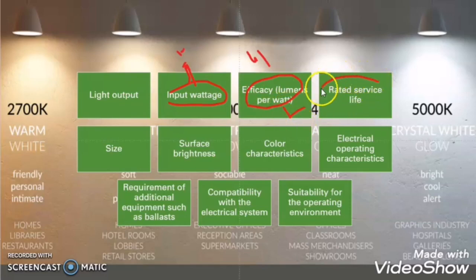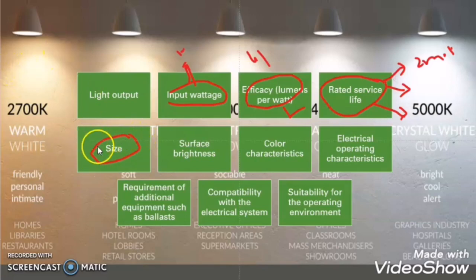The other one is rated service life. What does this mean? Suppose we are choosing a light, but its life expectancy is only 2 months. Within 2 months it will break down, it will fuse. So you will not choose that light, because you would have to change it every 2 months. You will choose lights which have a longer service life, maybe 1 year or 2 years. Another condition is size.